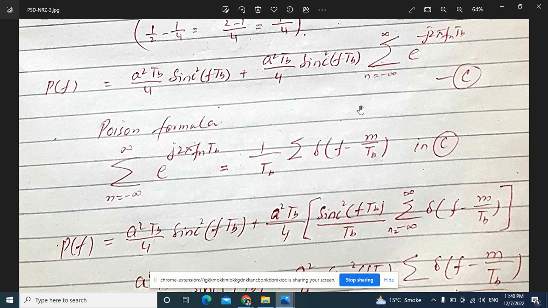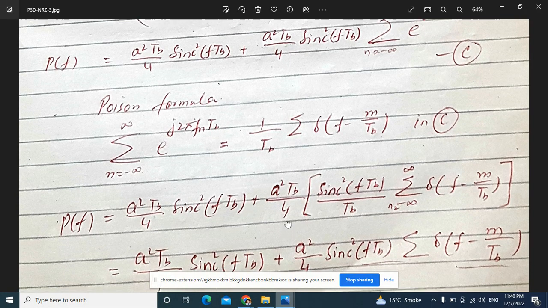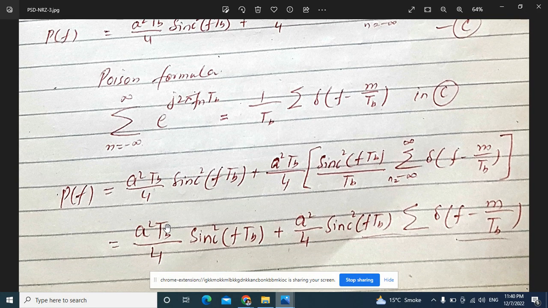So you can simplify this by using the Poisson formula, where the sum of e raised to j2 pi f n Tb equals 1 over Tb and the delta function. So you can use this formula in this equation, and you can write the power spectral density in this format. So we are just writing the same thing. We are just implementing the Poisson formula and calculating that this will be the result. So it means that you have this sinc function multiplied by the impulse function.